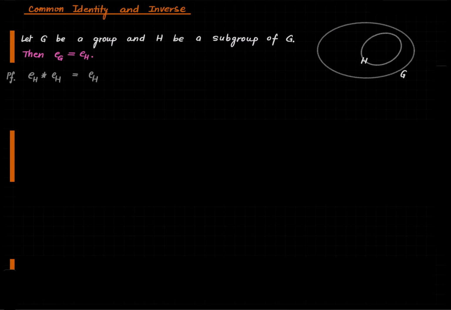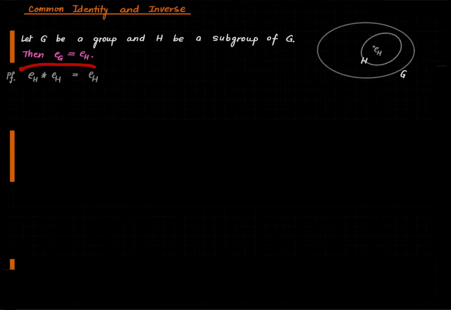Clearly this is true because EH is the identity of H. So let me draw or mark EH here. This equation was written with the point of view of H, right? H is a group, EH is its identity, so we will in particular have this to be true.